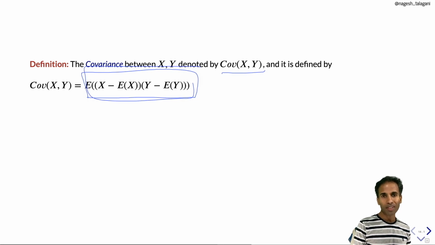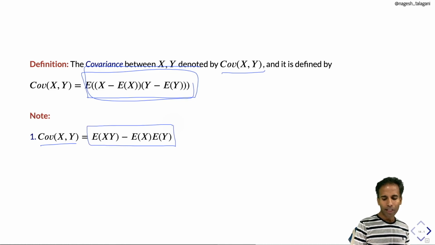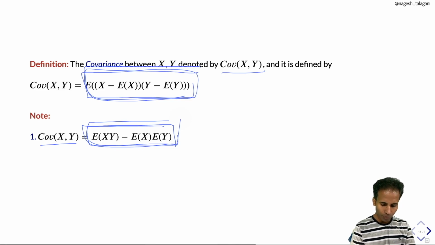This covariance of x and y measures the average of the product of deviations of x and y from their means. Fine. Note 1: the covariance of xy is going to be expectation of xy minus expectation of x times expectation of y. So usually we use this to compute the covariance of x and y. Though the other is the definition, to compute covariance of xy we are going to use this one: expectation of xy minus expectation of x times expectation of y. Okay, fine. Let me show you how this comes about.